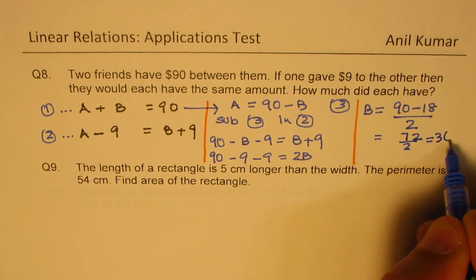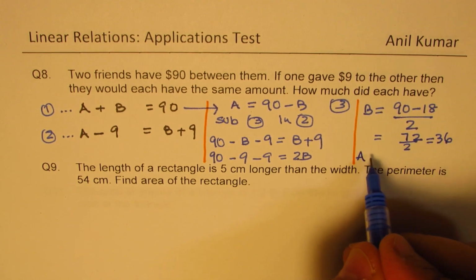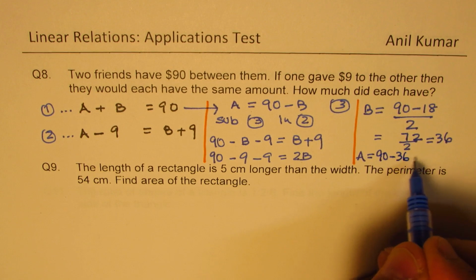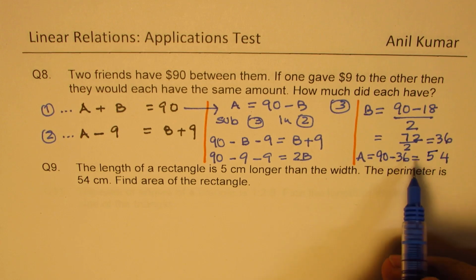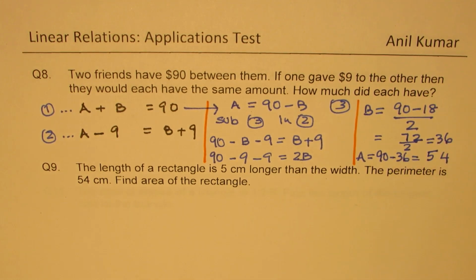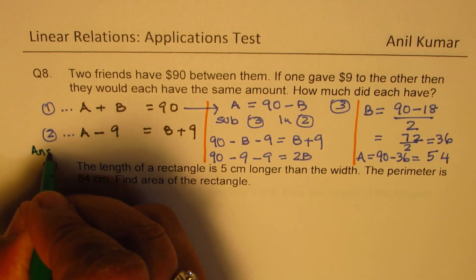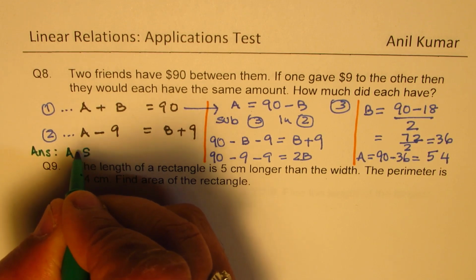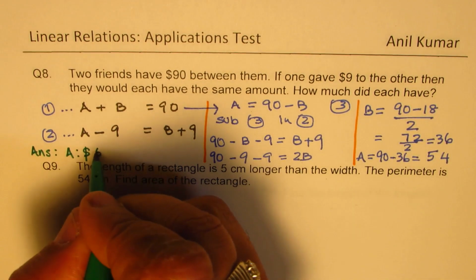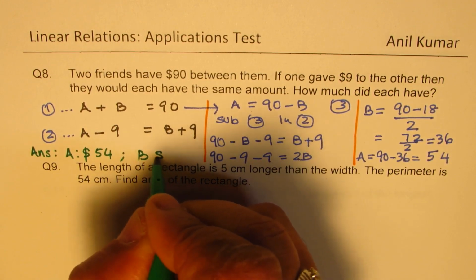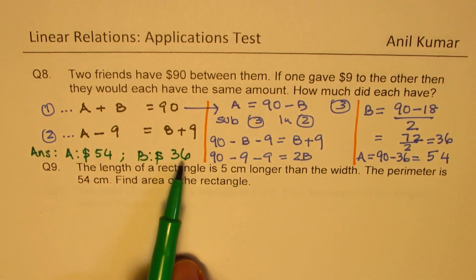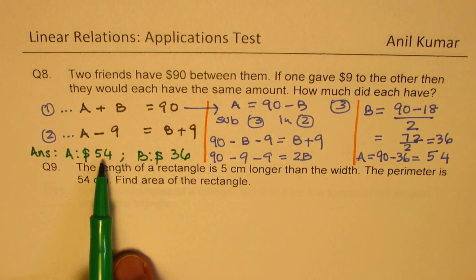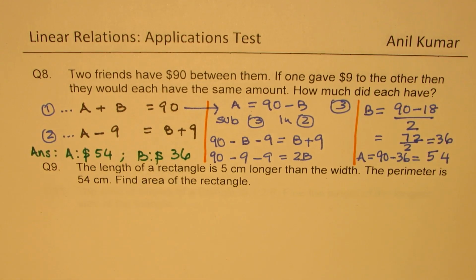So B has $36. If B has $36, A has 90 minus 36, and that becomes 4, and 8 take away this is $54, right? So as you can see, there's a $18 difference between the two, right? So we can write down the answer. I'll write down the answer here now. So A has $54 and B has $36. And you can verify when you add them up, 6 plus 4 is 10, 3 plus 5 plus 1 is 9. So that works, correct?